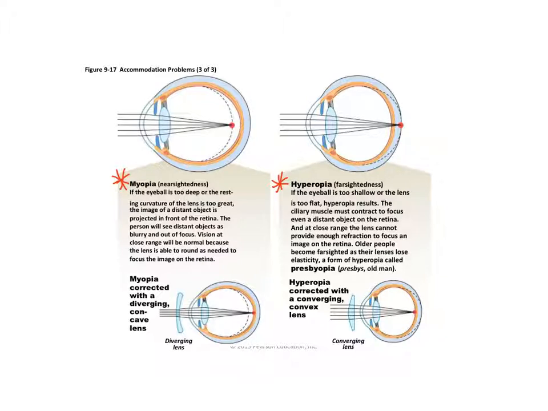Now let's go to hyperopia. That's farsightedness. If the eyeball is too shallow or the lens is too flat, hyperopia results. The muscles contract to focus, and the image is projected beyond the retina.